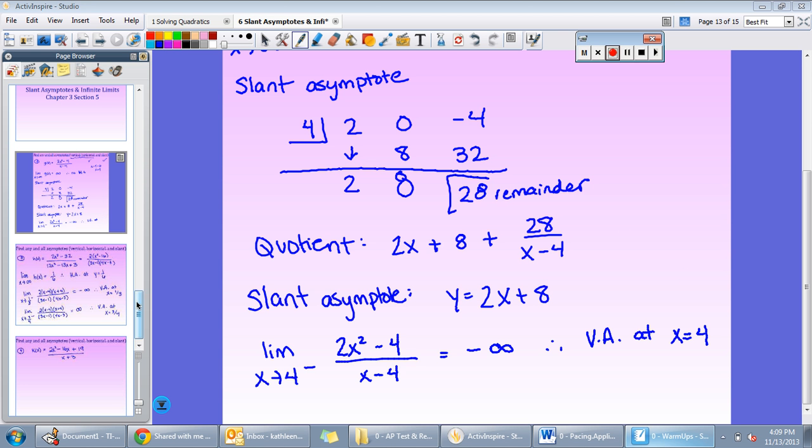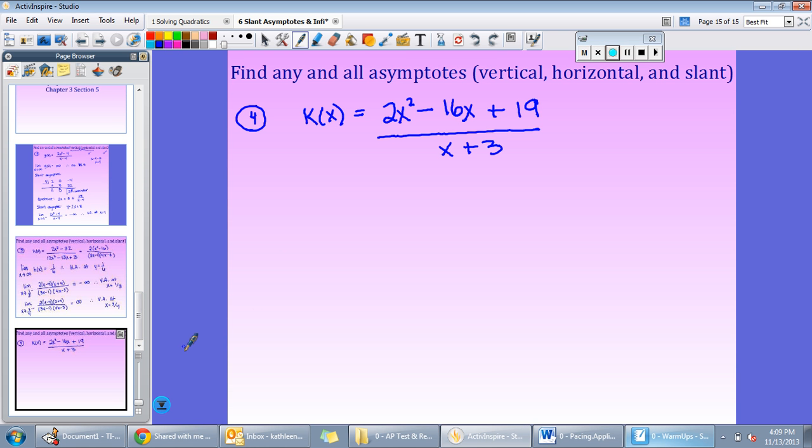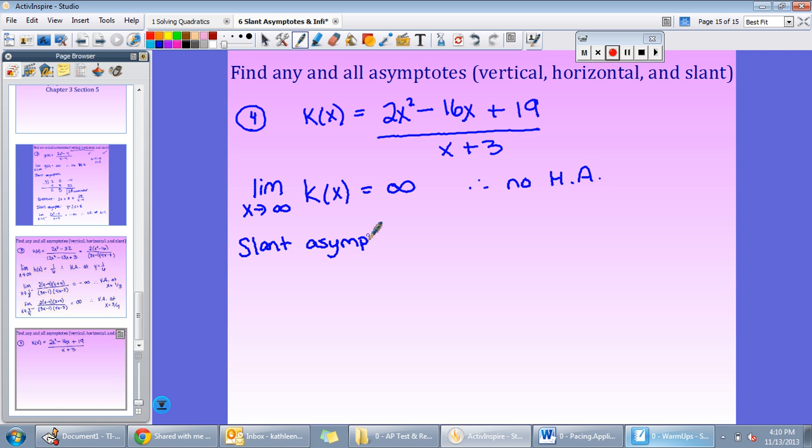Alright, now let's do one more example. Okay, this one, again, we're going to start out with an infinite limit, and if we take infinity and plug it into all of here, the degree of the numerator is larger, so that limit is infinity. Therefore, there is no horizontal asymptote for this function. So then the next thing we're going to look at is our slant asymptote. And again, I'm going to do either synthetic or long division, and since we did synthetic division last time, I'm going to do long division.